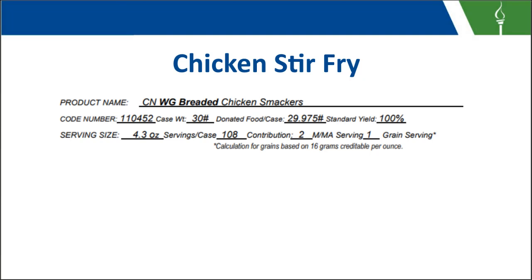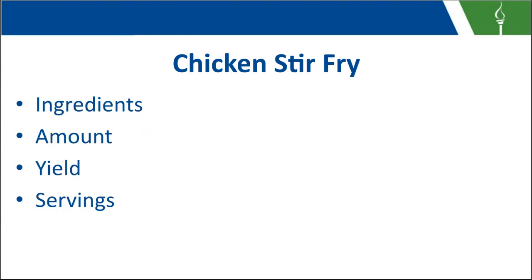So just like in the last example, to determine our yield, we need to take the ounce equivalents divided by the actual weight of the product. In this example, we're going to be working with the meat alternate component. So we have 2 ounce equivalents that's going to be divided by 4.3, which was the actual weight. So we have a yield of 0.47.